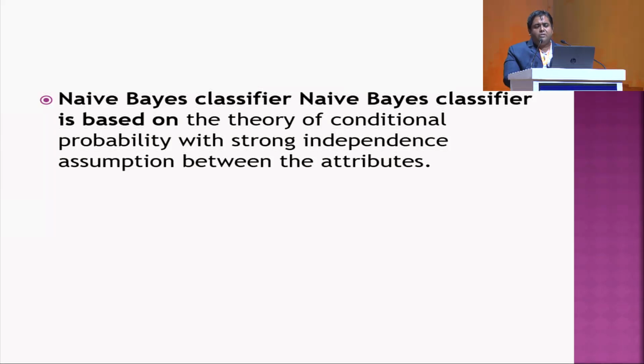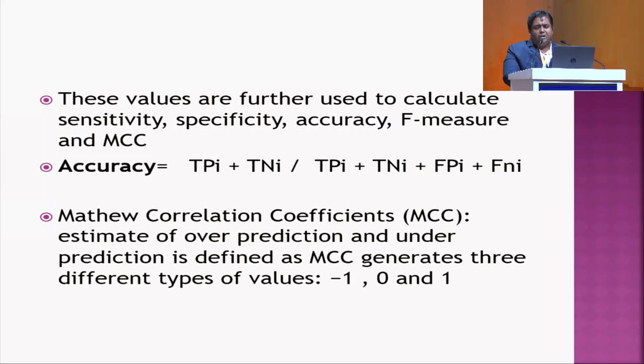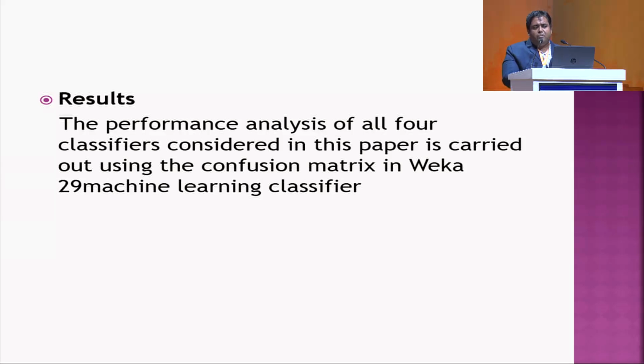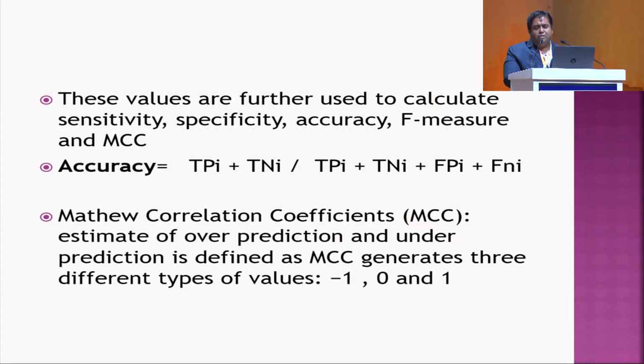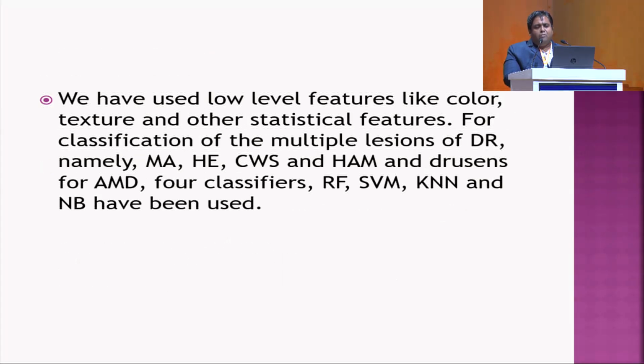Naive Bayes classification is based on the theory of conditional probability. According to the results, we first calculate the confusion matrix on Weka for the 29 machine learning classifiers. The total value is calculated by accuracy and Matthews correlation coefficient. We found that low-level features like color, texture, and statistical features are used for the classification.